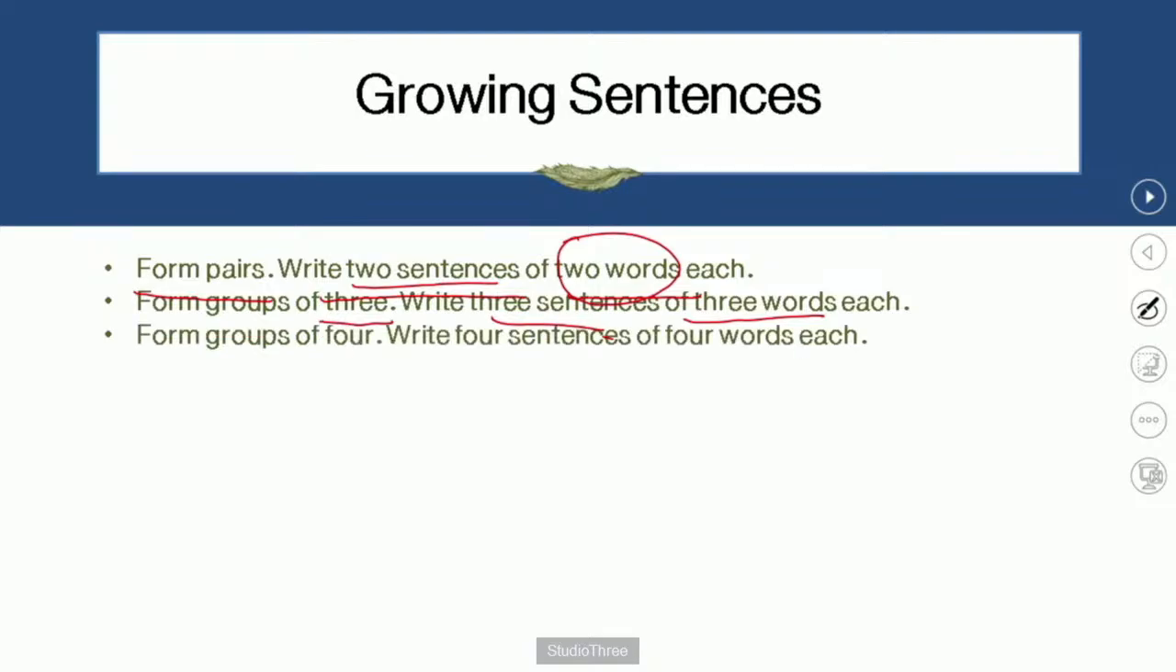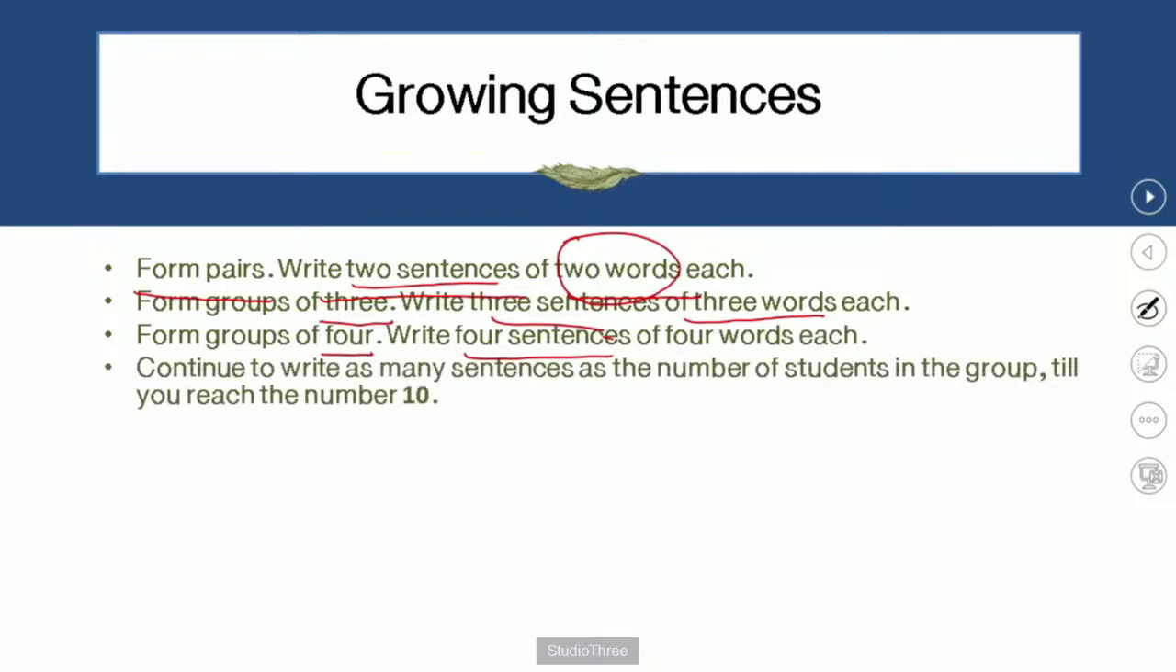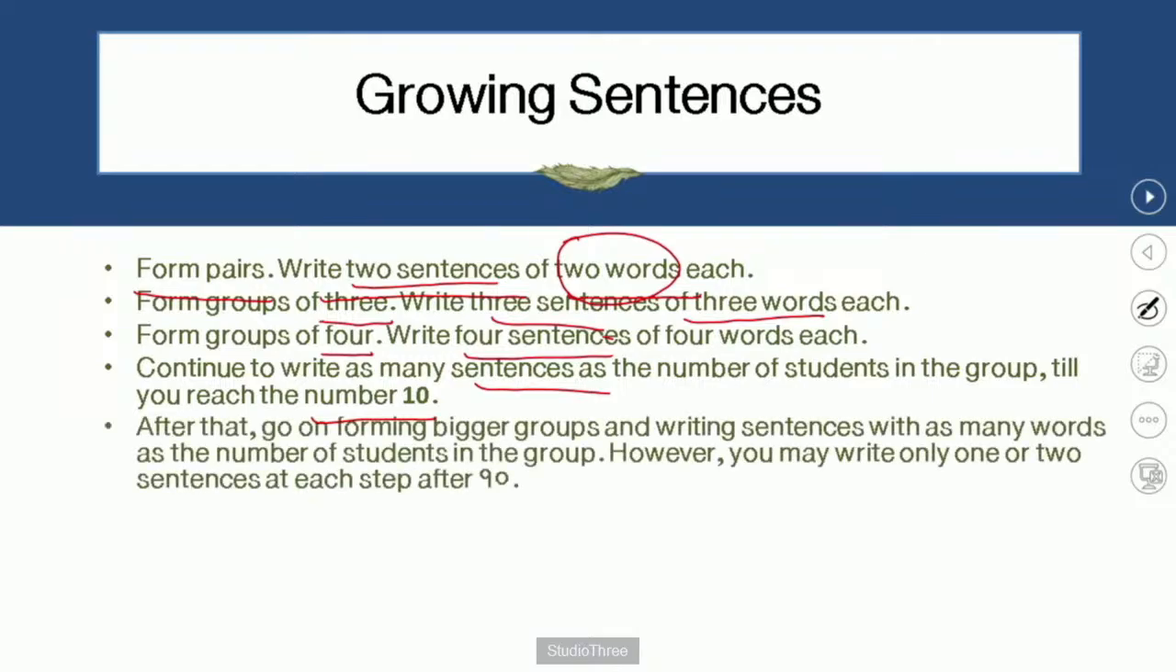Then form a group of 4, means you have to use your 3 friends and along with you, you become 4, and write 4 sentences using 4 words each. Then continue to write as many sentences as the number of students in the group till you reach the number 10. Means you have to use 10 friends along with you and write 10 words and 10 sentences. This activity is very interesting for you. Then you must enjoy it.